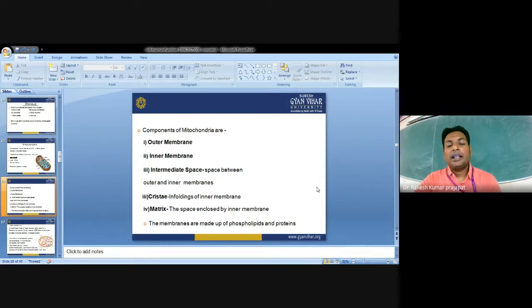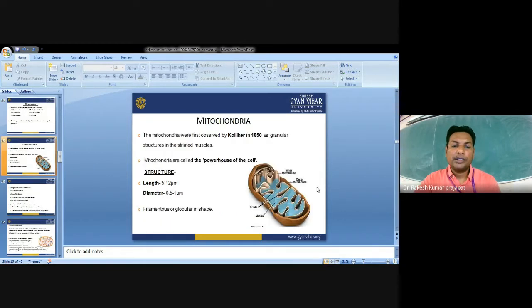The membranes are made up of phospholipid and protein, just like the plasma membrane. So the outer membrane and inner membrane of the mitochondria are made up of both phospholipid and protein. These are the basic, major components of mitochondria.